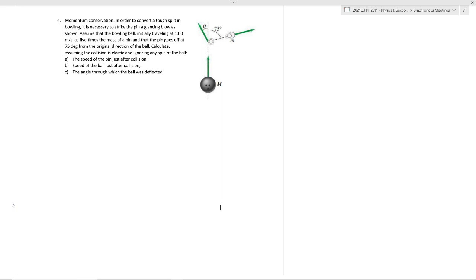So this question asks us to consider bowling. You have a bowling ball that strikes a pin and the pin goes off at an angle. And we're told what the initial speed of the ball is. And we're also told that the mass of the ball is 5 times the mass of a pin. And we're given the angle here that the pin is deflected at. And we're also told that this is going to be an elastic collision.